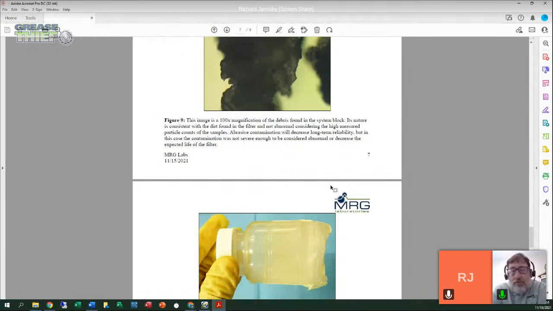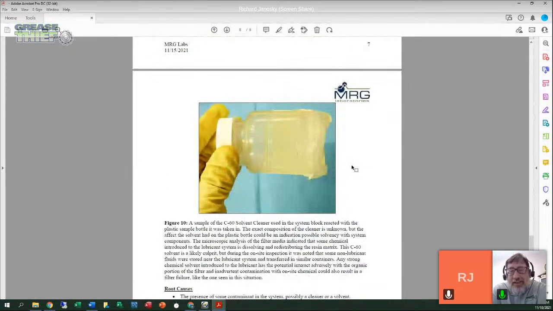Yeah, oh goodness, right, I remember that. Yeah, and that's the solvent, and then you can see in the bottom on the right side of the picture that the solvent ate the plastic bottle.